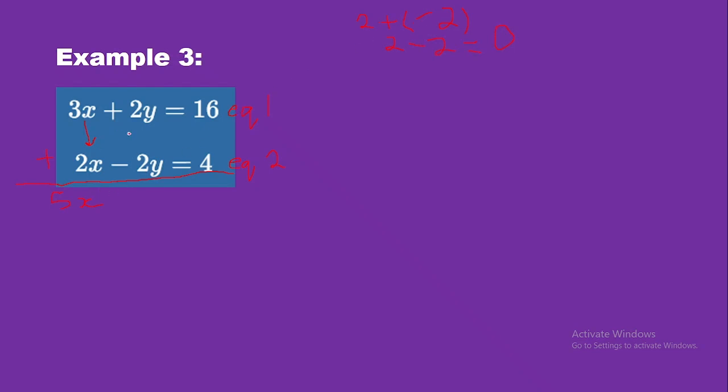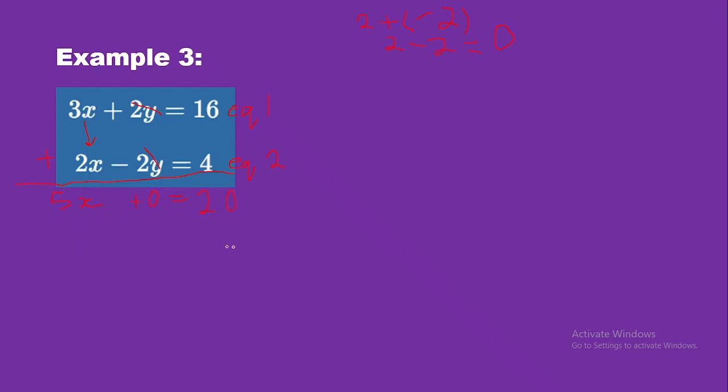Because of that, we would have just eliminated our two y's right here, because 2y plus negative 2y, you will be left with 0. So plus 0 is equal to 4 plus 16. So 4 plus 16 is equal to 20.